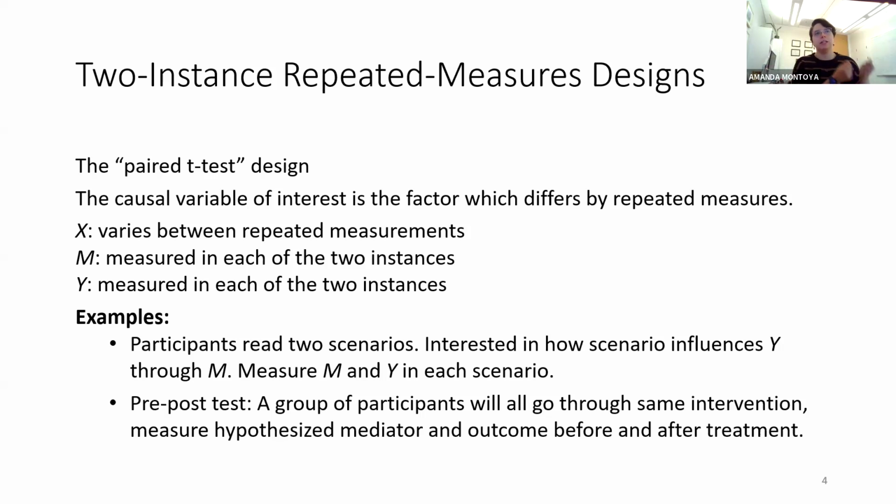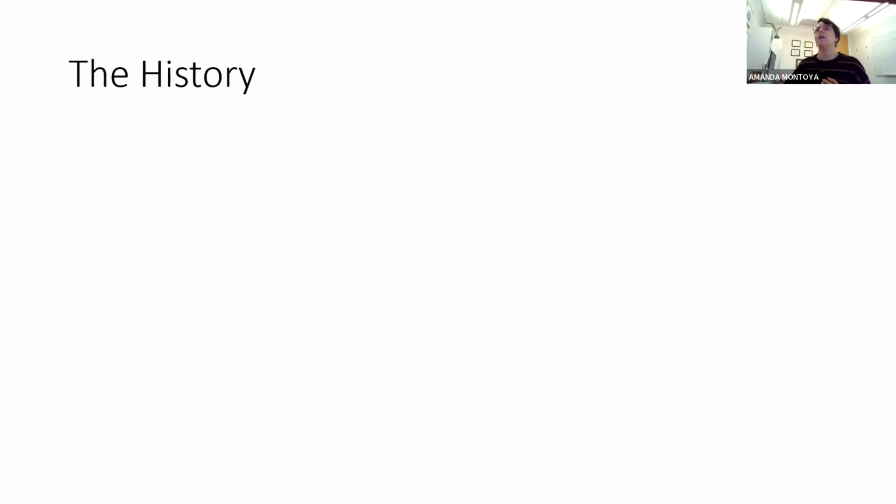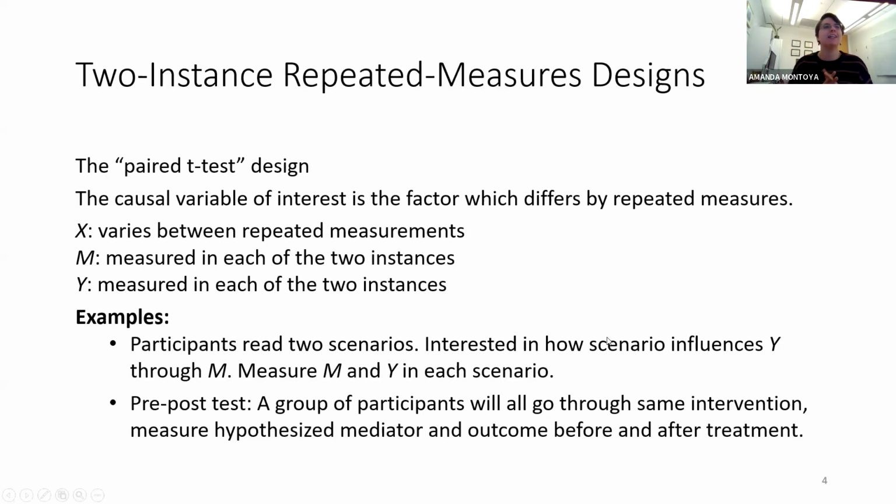They're measured on some mediator and outcome, and then they all go through the same intervention, and then are measured on the mediator and outcome afterwards. You can also introduce between-subjects designs with moderators, but the focal variable of interest is always that repeated measures factor. So that is the way that the tool is designed.